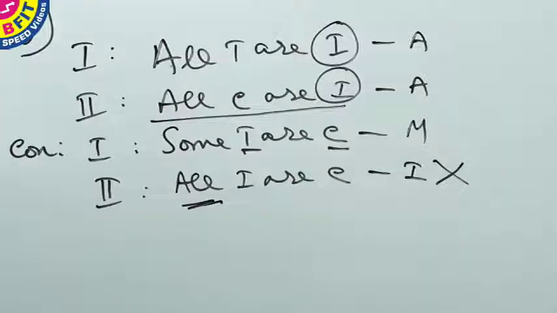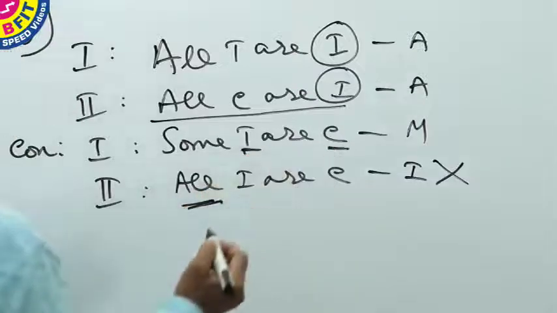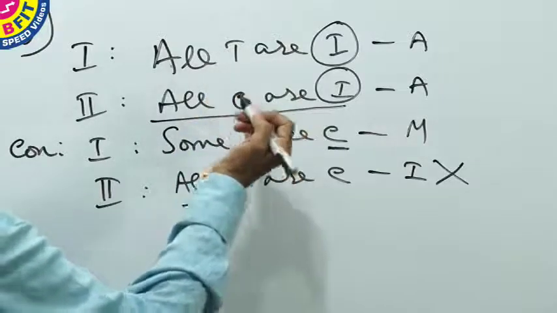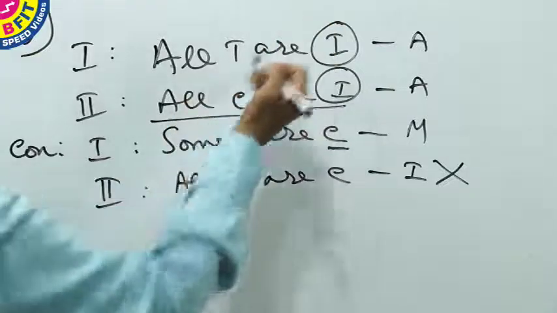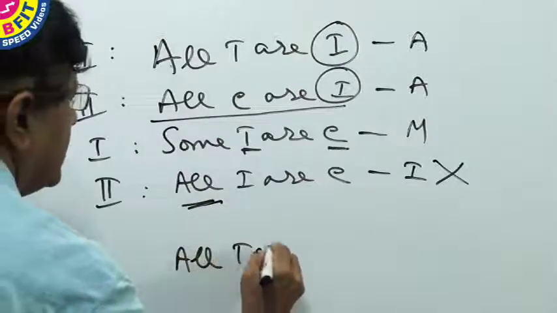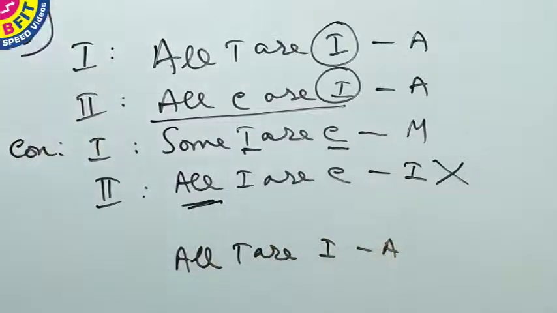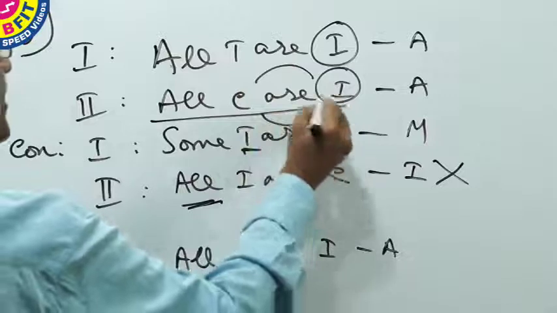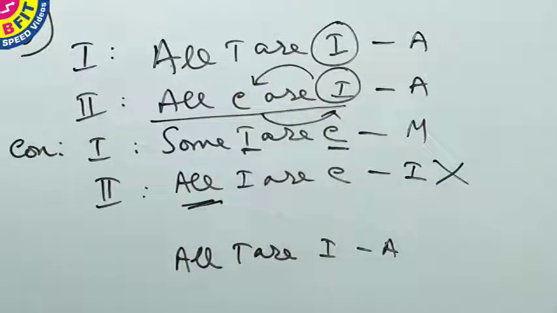Now both these statements are A type statements. If one is A and another is I, we have a formula: I E A. That is the order of priority for conversion. Now, which statement do we have to convert? We have to verify some T are C. Therefore, T must be above, and the second statement must be converted and should be below so that the I terms can be cancelled. So we will write statement 1, all T are I, an A type statement. Then the second statement has to be converted. I should come here and C should go here. If we have to convert, then we can only do it as some I are C.